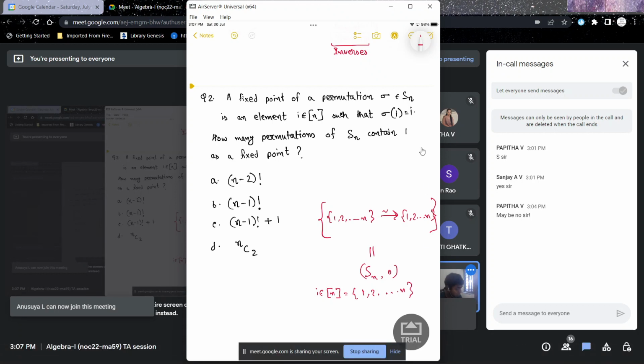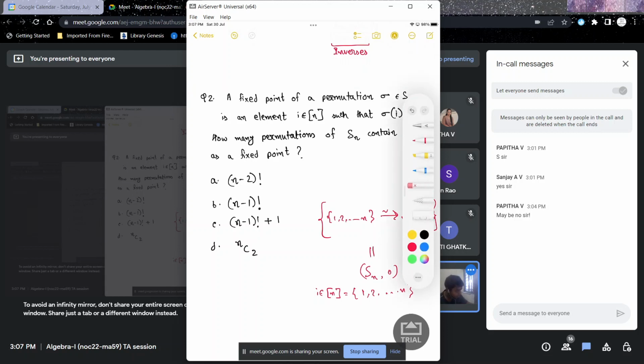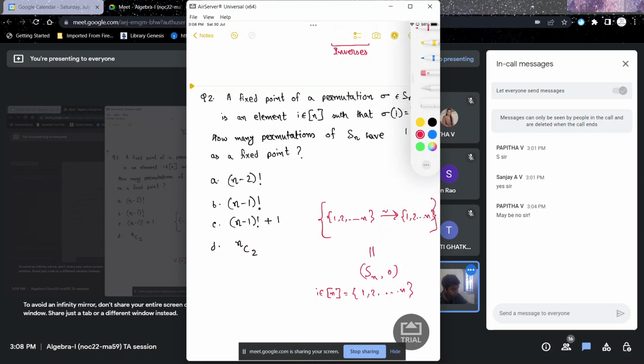So we first define what is a fixed point of a permutation sigma in Sn. Now the question is, how many permutations of Sn have 1 as a fixed point? The term "contain" is a bit wrong maybe, so let's write "have" here: have 1 as a fixed point. So how many permutations of Sn are there which have 1 as a fixed point?